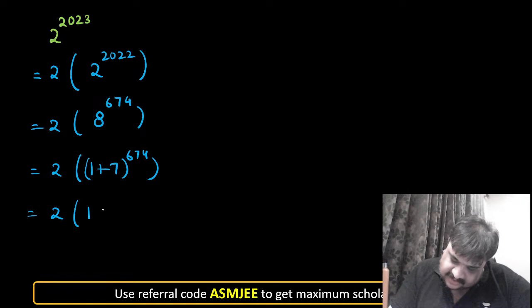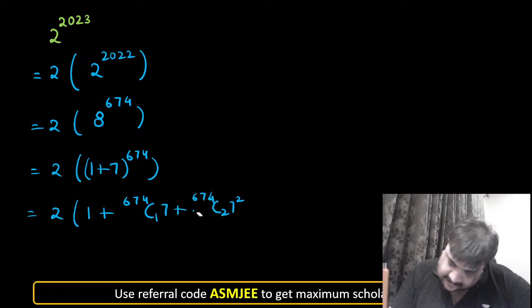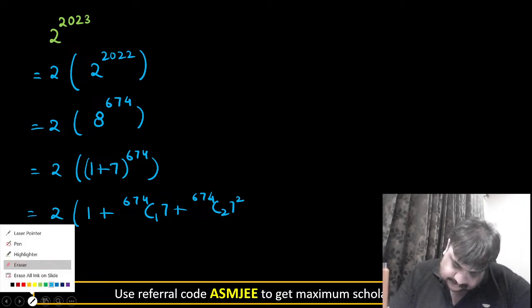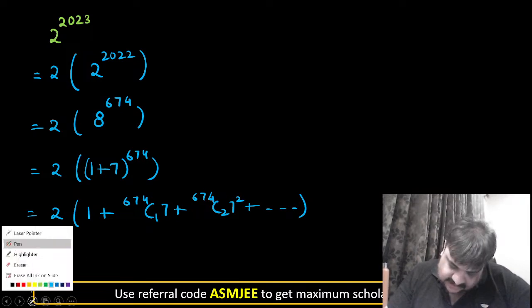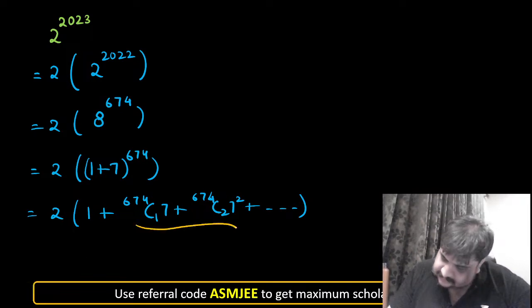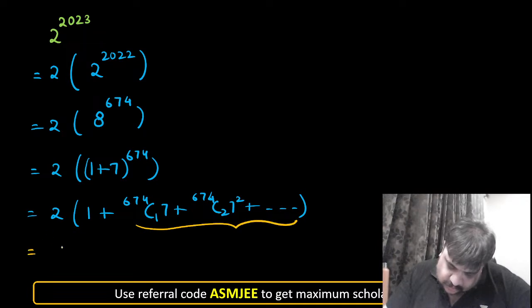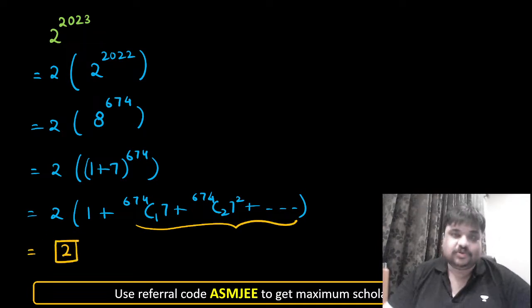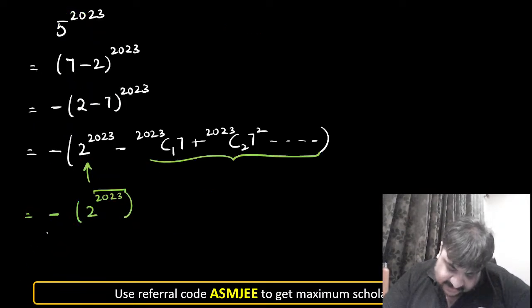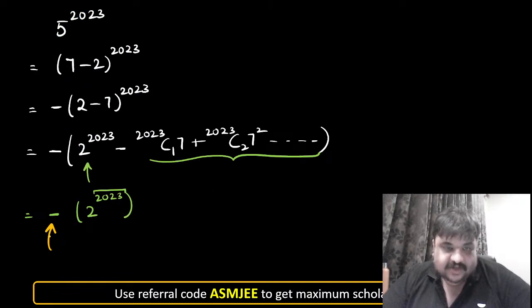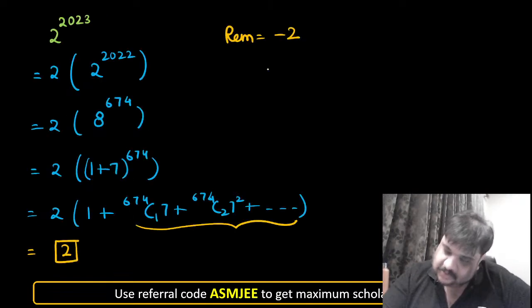So 2 is outside. 1 plus 674 C1 into 7 plus 674 C2 7 square. So all these terms again have 7. So it is 2 that is left. So the remainder is minus 2. Remember we left a minus outside here. Don't forget this one. So remainder is minus 2.